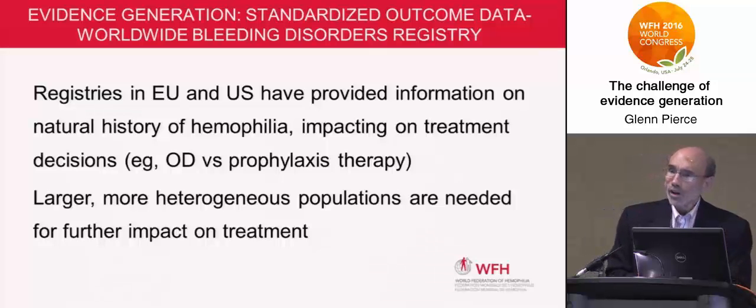And then there's the question of standardizing outcome data. And some of you may have heard about the new WFH initiative to generate a worldwide bleeding disorders registry. We've got good registries throughout Europe as well as in the United States, Canada, those have provided a lot of significant information. I can think of the U.S. registry that really got started through the Centers for Disease Control. And I see Mike Susi sitting here in the audience. They have probably published 25 articles that have been really important in looking at the natural history and outcomes of hemophilia.